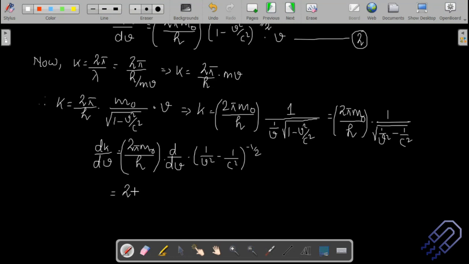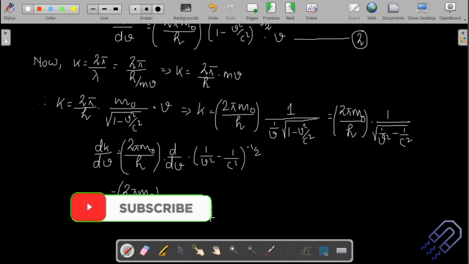Let's try simplifying this, or maybe you can do it. So what I'll do now is I will leave it up to this point and ask you to solve it. Try solving, find d/dv of the bracket and tell me what you are getting. The final result you can tell me, or maybe you can tell me the intermediate steps, and then we can proceed.